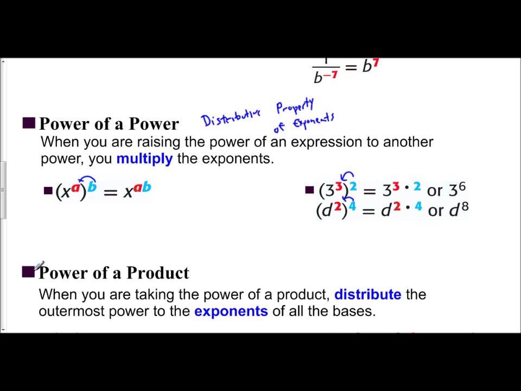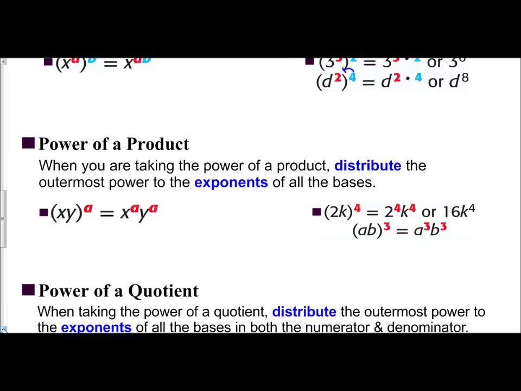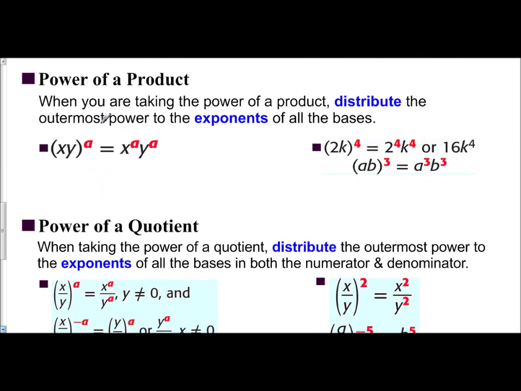So when you're raising the power of an expression to another power, you multiply the exponents. And we can take this power rule and apply it to the product and quotient rule as well. So if I'm doing the power of a product, you take the power and you distribute it to all the exponents of the bases. So x is a base, y is a base. So I'm going to take the a power distributed to the exponents. So that gives me x to the a, y to the a.